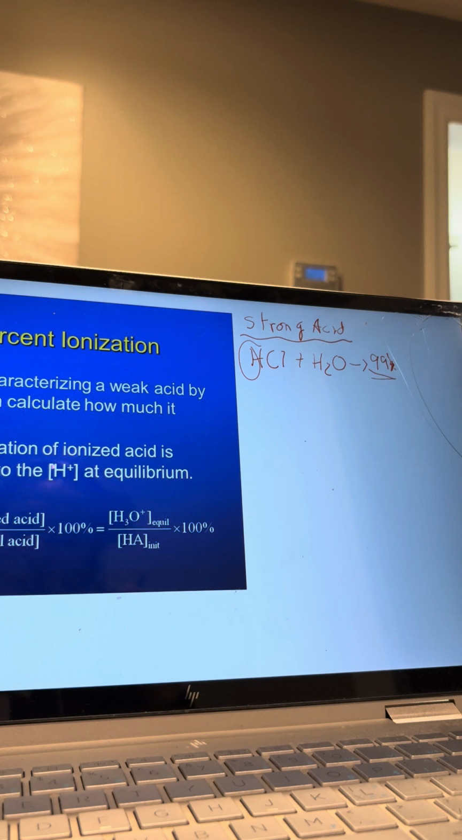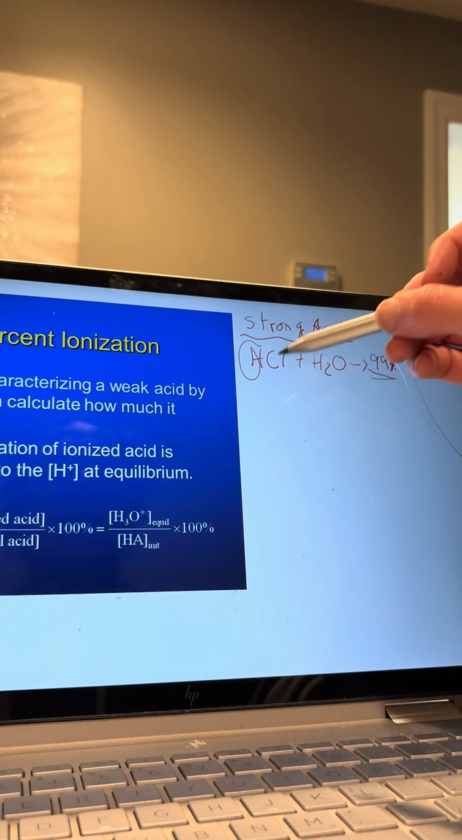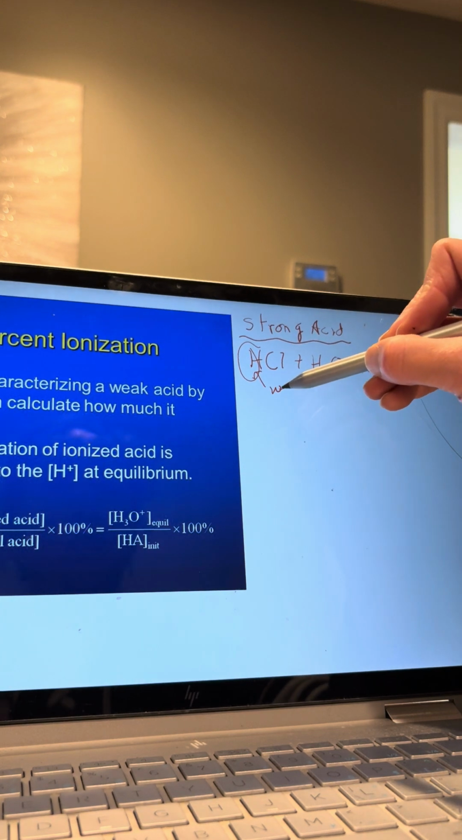So it's weird. It's kind of the opposite to what you would think. A strong acid has a weak hold. Okay, this has a weak hold.